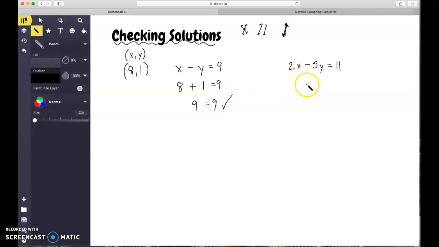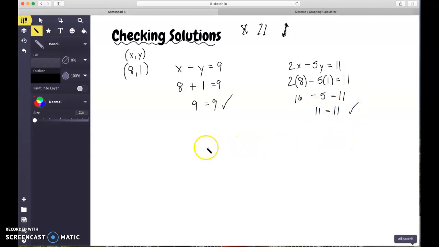We want to do the exact same thing to our second equation to see that (8, 1) is a solution to both lines. So we're going to plug in 2 times 8 minus 5 times 1 and see if that equals 11. 2 times 8 gives us 16, and 5 times 1 is 5. When you take 16 minus 5, you get 11, and we know that 11 does in fact equal 11.